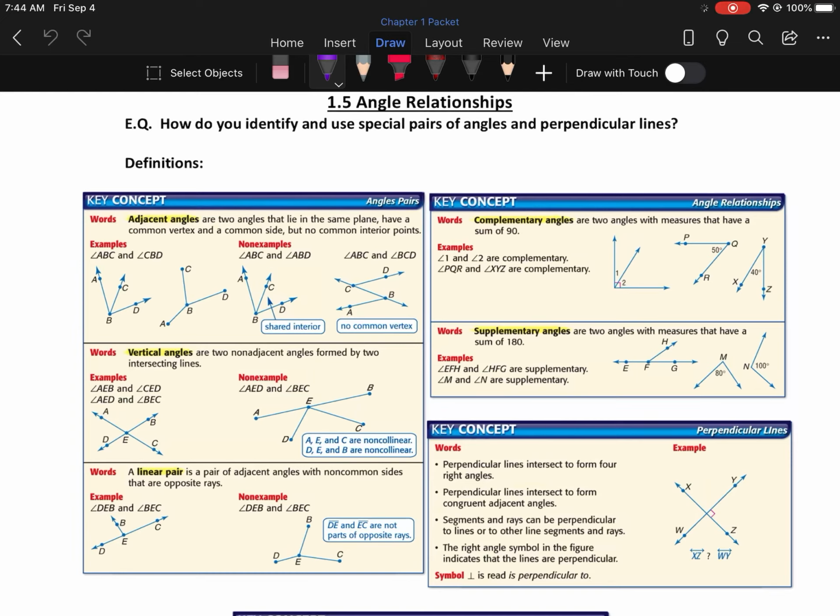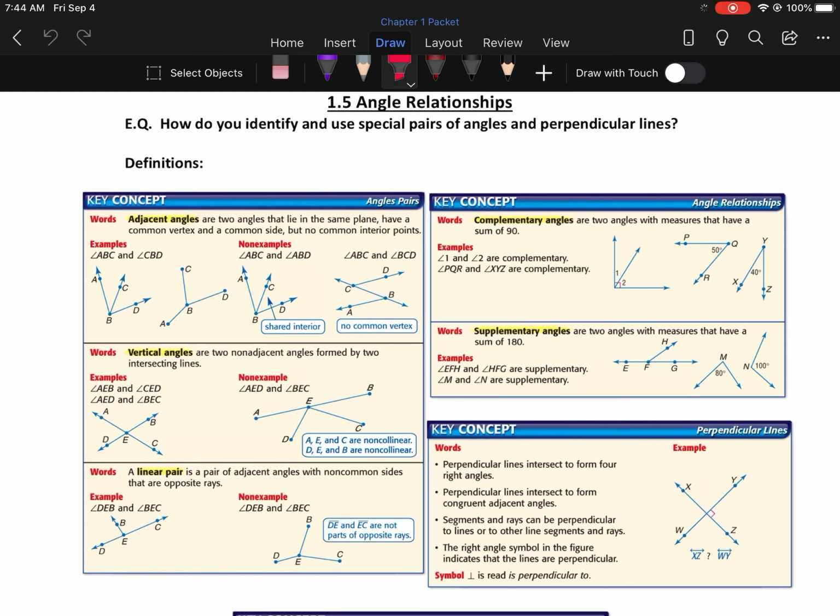Adjacent angles are two angles that lie in the same plane, have a common vertex and a common side, but no common interior points. Meaning the angles don't overlap one another.